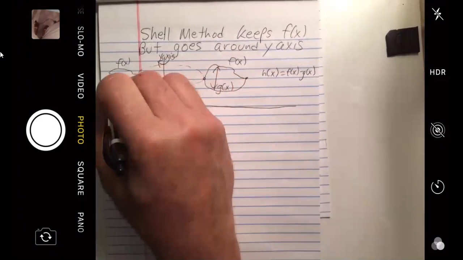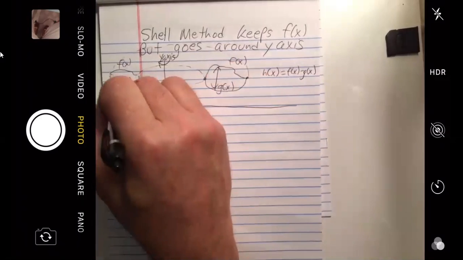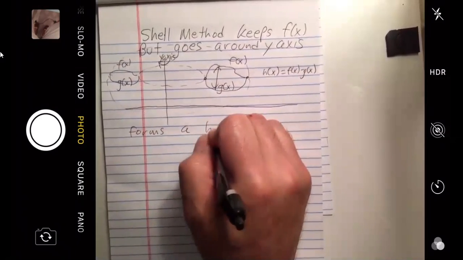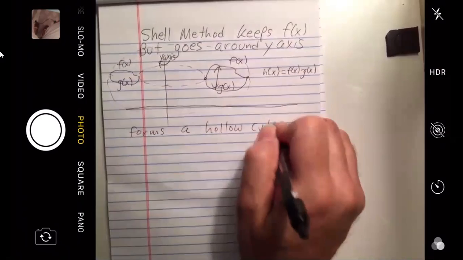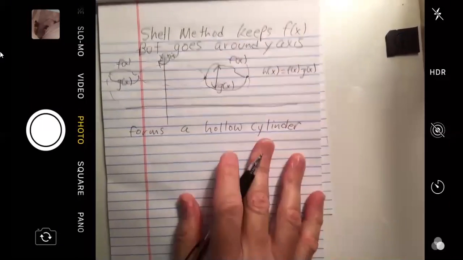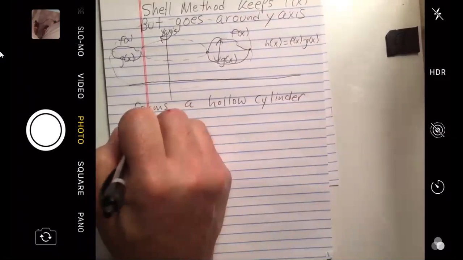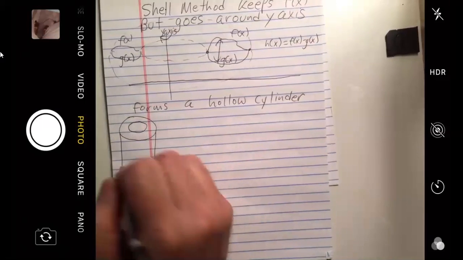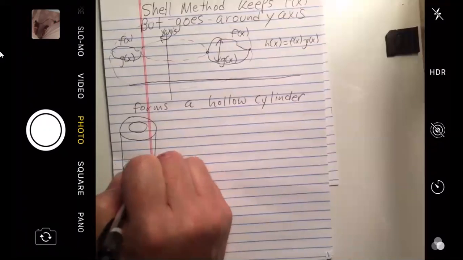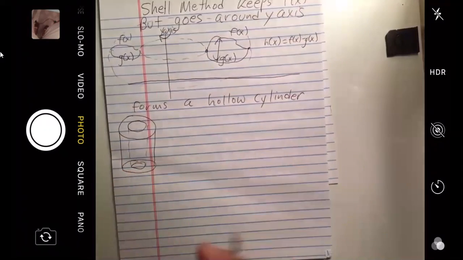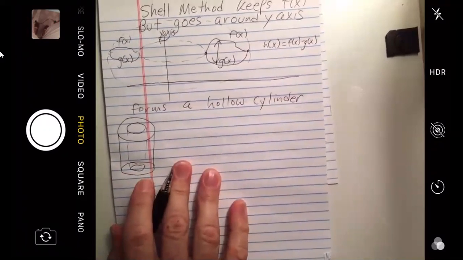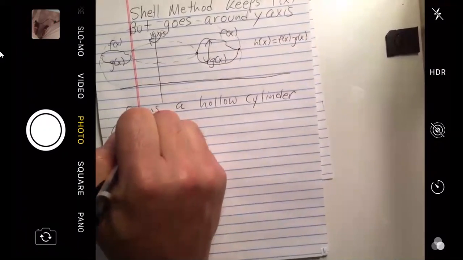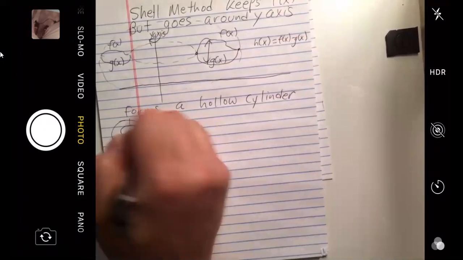Now, what this is going to form, if you can kind of see it, is sort of a hollow cylinder. So I'm just going to go with cylinders. Imagine this being a hollow cylinder, like a toilet paper roll or a paper towel roll. We'll have the y-axis right up through the center, and we'll call this R inner, the inner radius, and R outer.